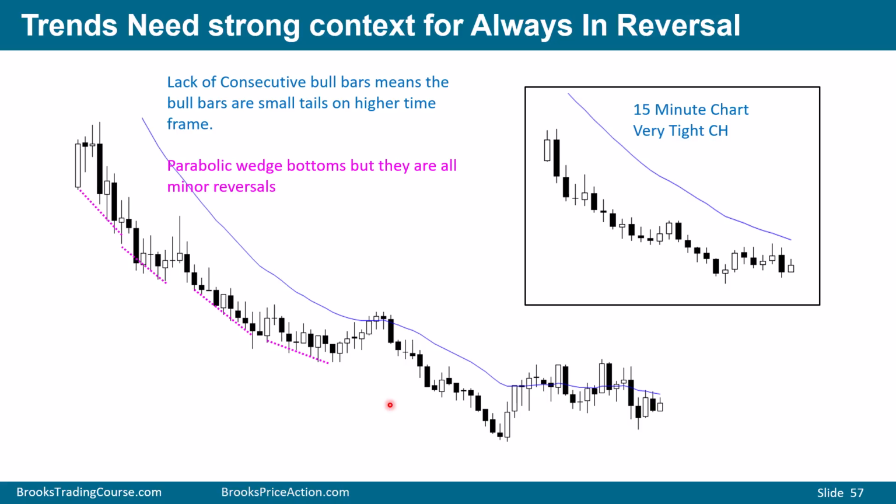The lack of consecutive bull bars means that the bull bars are small, and on a higher time frame, they're just small dojis. Even though you have a series of bull bars right here, that is not enough to get a major reversal. You need 10 bars and 2 legs, and then 10 bars and 2 legs. This rally, even if it's impressive by the bulls, it immediately gets reversed. And that's why the market went sideways for the rest of the day.